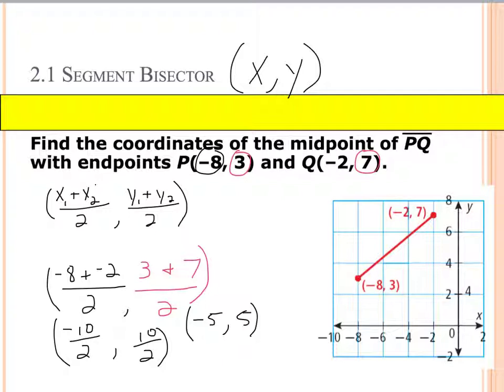So if we look at the graph, we're looking at -5 here, going up to 5, going to be right there. The midpoint is going to be -5, 5. Found our X, found our Y. Add your X's together, divide by 2. Add your Y's together, divide by 2. That gives you your midpoint. Awesome!